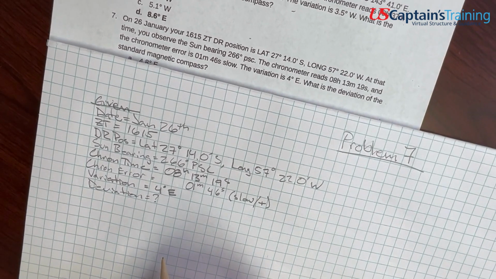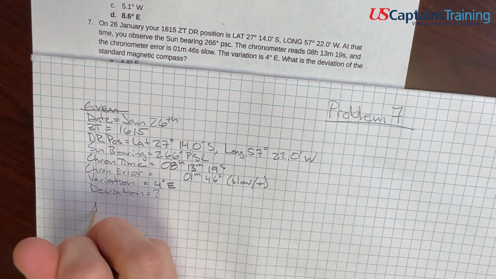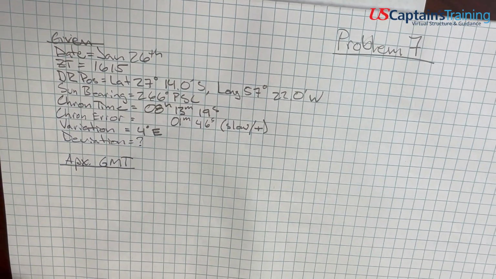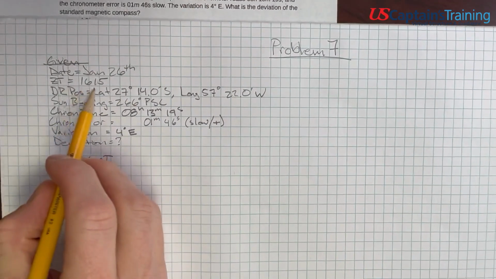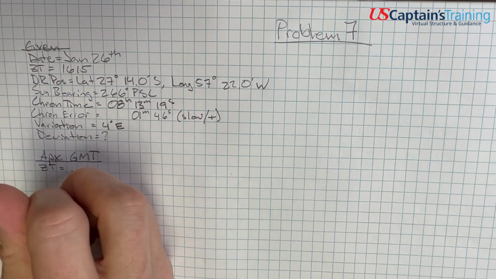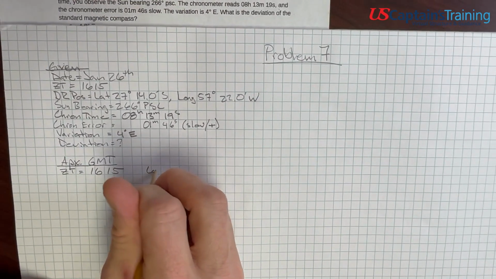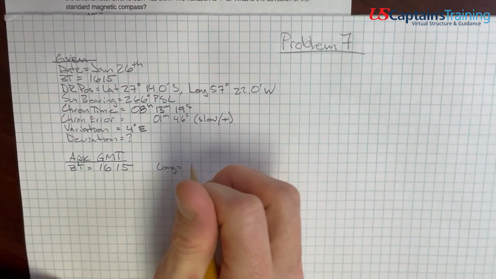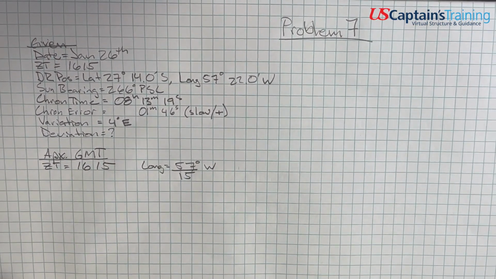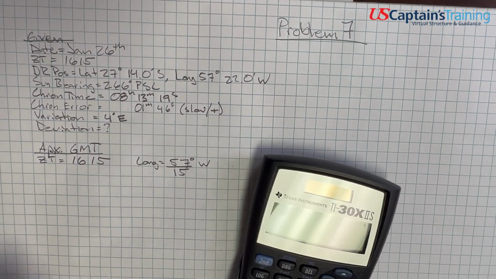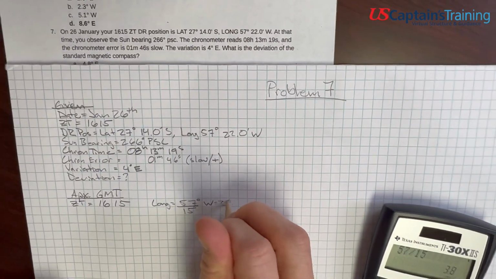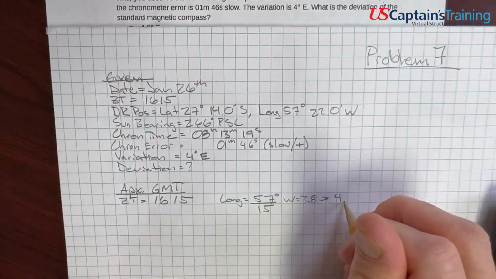So we'll start out, we'll get the approximate GMT to make sure we're in the right day. So we'll take our zone time, which is 1615. Double check that. Yep. And we'll take our longitude, which is equal to 57 degrees west, and divide that by 15 to get our time away from Greenwich Mean Time. 57 divided by 15 equals 3.8. You round that up to the whole number, so 4 hours.